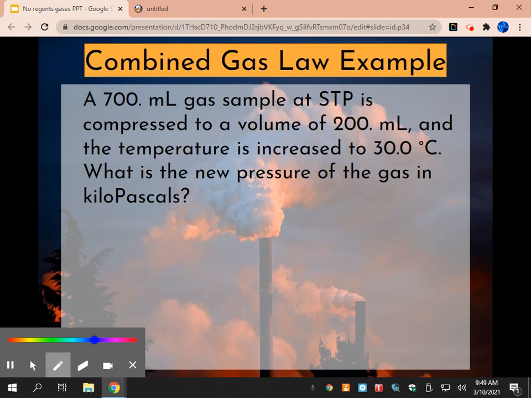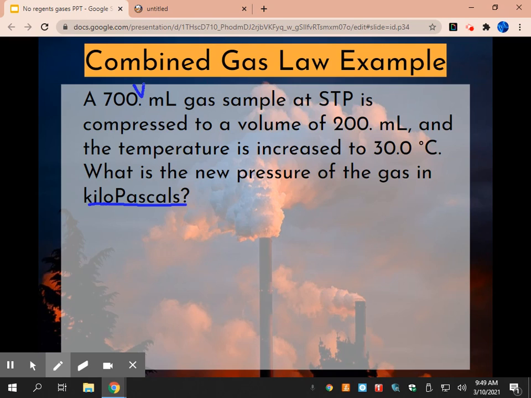Okay, let's take a look at this next problem. A 70 milliliter gas sample at STP is compressed to a volume of 200 milliliters, and the temperature is increased to 30 degrees Celsius. What is the new pressure of gas in kilopascals? So before we were working with ATM, which is another unit of measurement for pressure, but now we're going to look for kilopascals. So I'm going to put letters next to numbers.